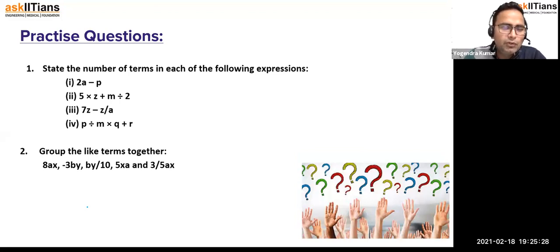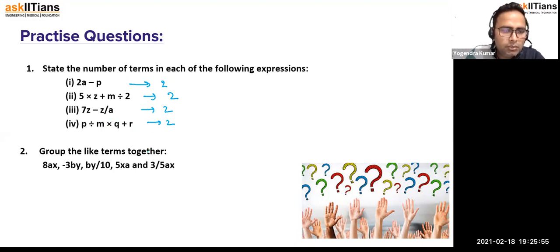Now let's see some more questions. State the number of terms in each of the following expressions. So what here? 2 here. Here 5z plus m by 2. So 2 here. Now here again 2. Here 2. 2 are there here also. Multiplication doesn't create the terms, only plus does. This is one term and then another one term.